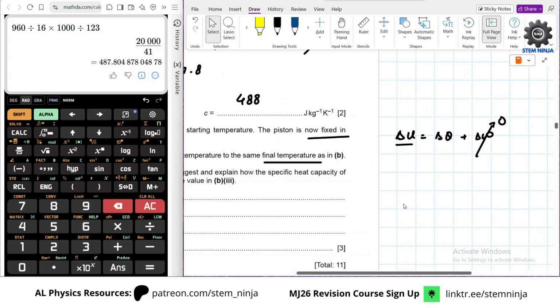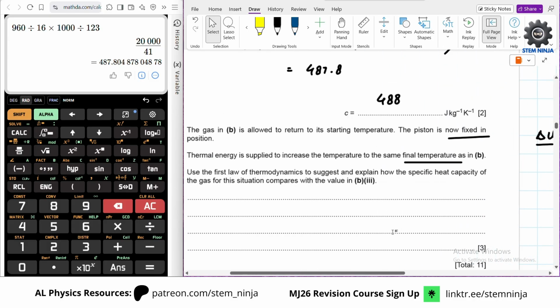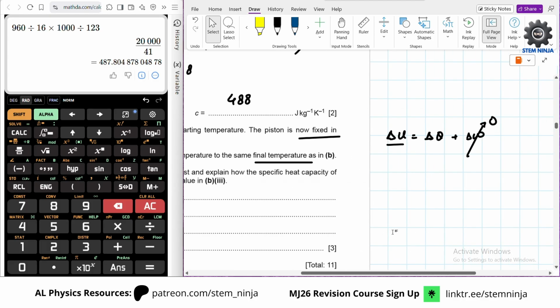However, it's still supplied with the same. No, we don't know it's the same energy. Thermal energy supplied to increase the temperature to the same final temperature. So the net change in internal energy would be the same, because we are going from the same 20 degrees Celsius to the same final temperature. No. Sorry, no.